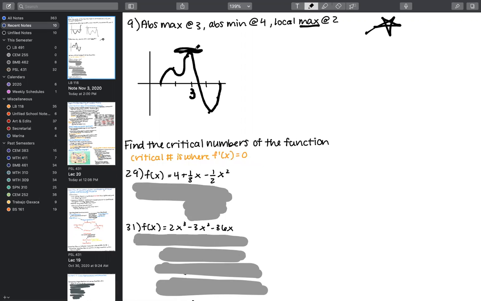It's a maximum, and minima are the exact same thing. It's a maximum, and so its derivative is going to be equal to 0. And so the x value that corresponds to the derivative being equal to 0 is a critical point.